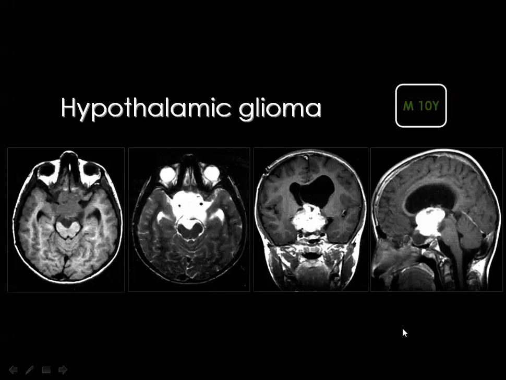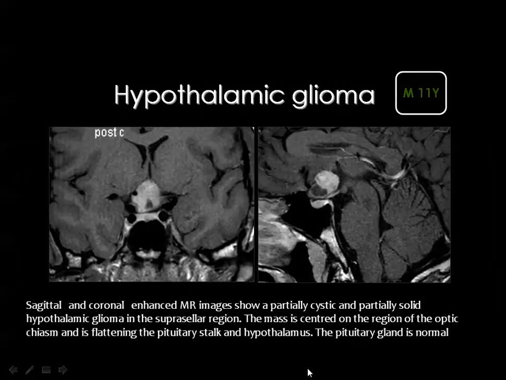Then this is a hypothalamic glioma in a child 10 years old. Intermediate signal in T1, bright signal in T2, and almost homogeneous post-contrast enhancement in the coronal and sagittal T1 weighted images. You can appreciate the separation of the lesion from the pituitary gland. This is the normal pituitary gland, the cavernous sinuses, and this is the tumor.